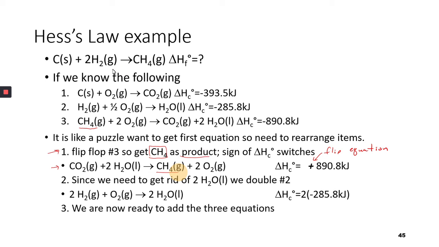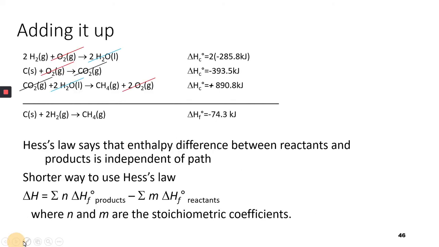Next, I need to get hydrogen on the left side, and I need 2 of them. Hydrogen is already on the left side, but how many of them are there here? There's only 1. So I need to multiply this whole reaction by 2, and that's what I did here. Because I multiplied my whole reaction by 2, I need to multiply my delta H by 2. Now we are ready to add these 3 reactions together. I multiplied this one by 2. This one down here, I flipped it so it became positive. And the one in the middle I could leave the same.